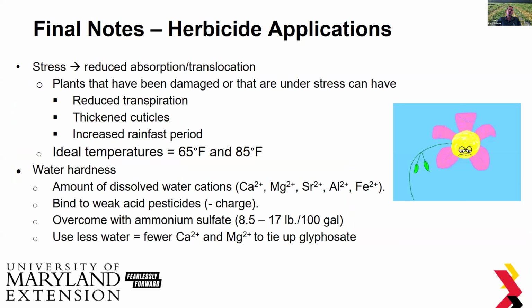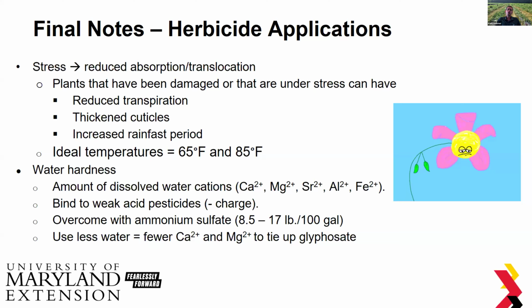So a few final notes I want to talk on, herbicide applications especially, is that we're using systemic herbicides to control a lot of these invasive plants. And if these plants are under any type of stress, it's going to result in reduced absorption and translocation. In addition to reduced translocation, plants that are under stress are not going to transpire water as quickly, so it's not going to move through the plant.